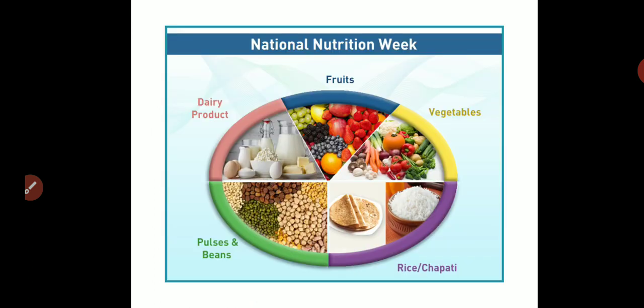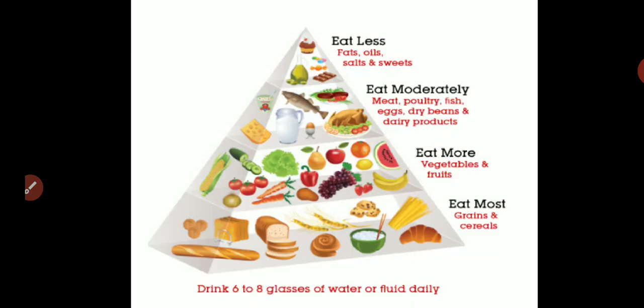This is a picture showing you how you should distribute your food items for the whole week, as well as what food should be eaten in how much quantity. That is, you should eat less of fats, oils, salts and sweets. Moderate quantity of meat, poultry, fish, egg, beans, that is all the proteins. Then eat more of vegetables and fruits, and most grains and cereals.